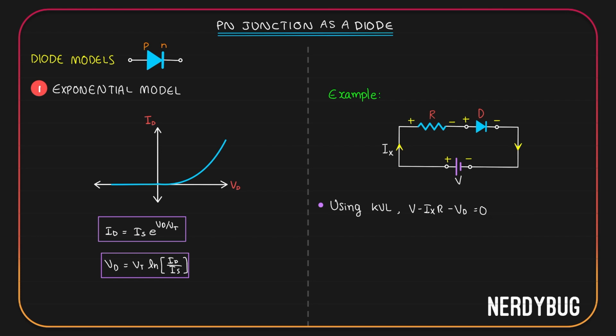Here we are taking the exponential model for the diode. So we can write V minus IxR minus, for VD we will write VT log of the current flowing through it Ix divided by saturation current. This is equal to 0. Now we will solve this equation to find whatever is to be found.